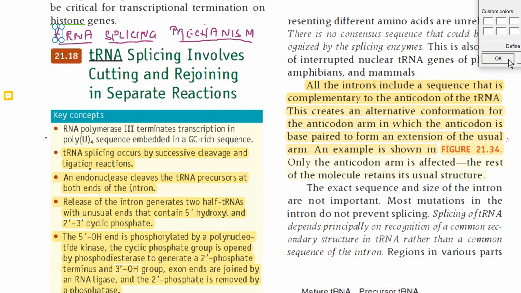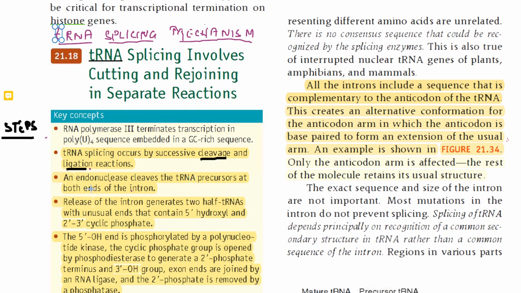Okay, let's begin. So see, these are the steps. What are the steps involved? At first, this tRNA splicing mechanism involves cleavage and ligation reactions.